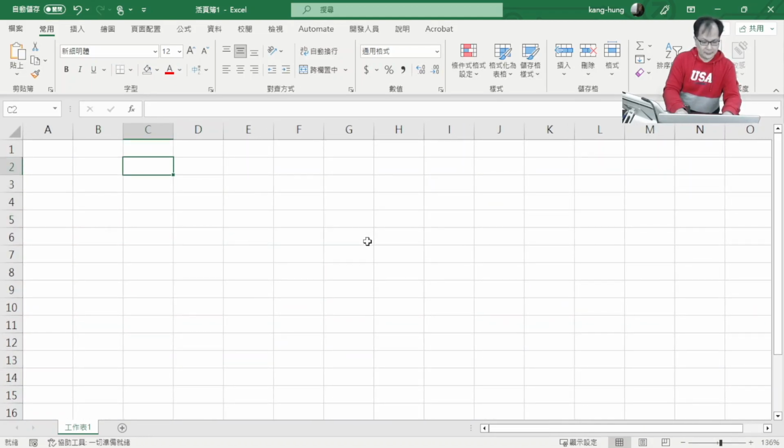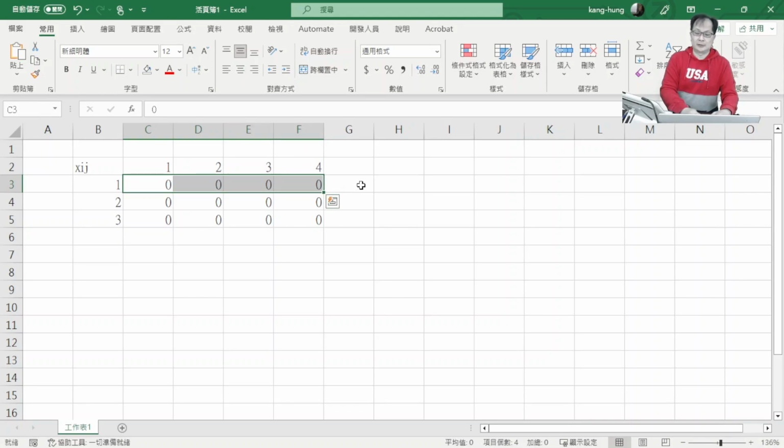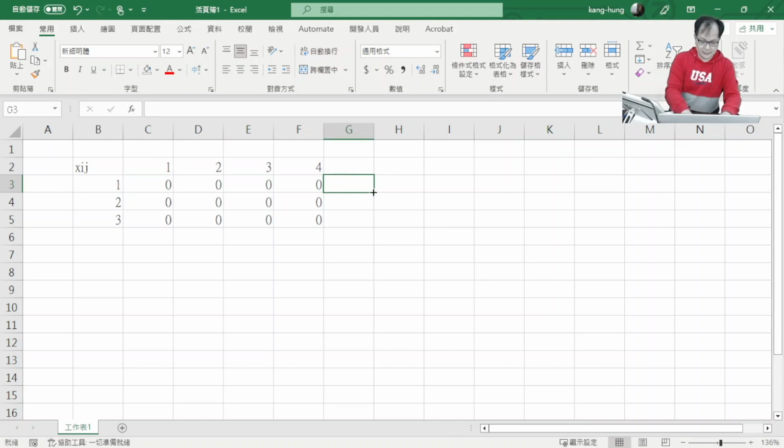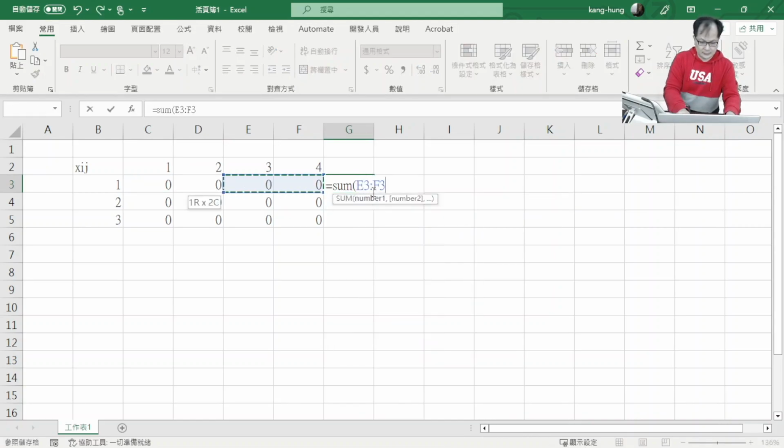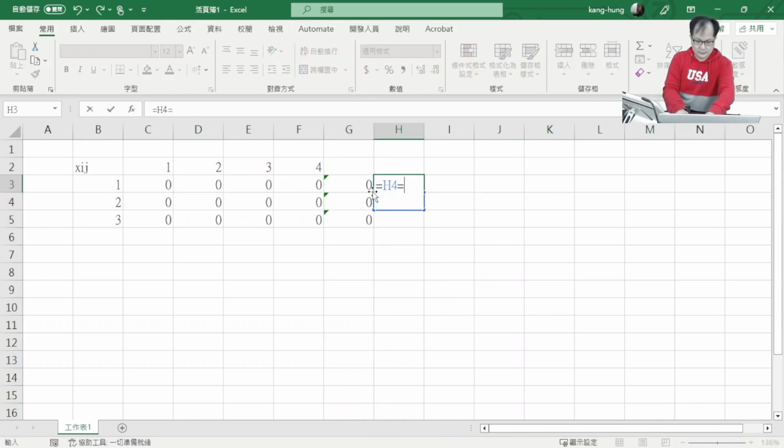So now we have the 1, 2, 3. Here we call it Xij. 1, 2, 3, 4, right? So we start from all the number is 0. Okay, and we need to sum this row together and add it to see if it is equal to the supply, right? So here is the sum of this one, right? Will be equal.